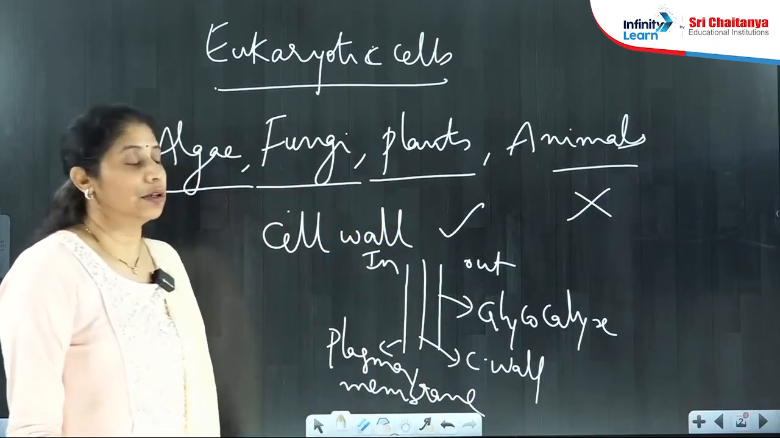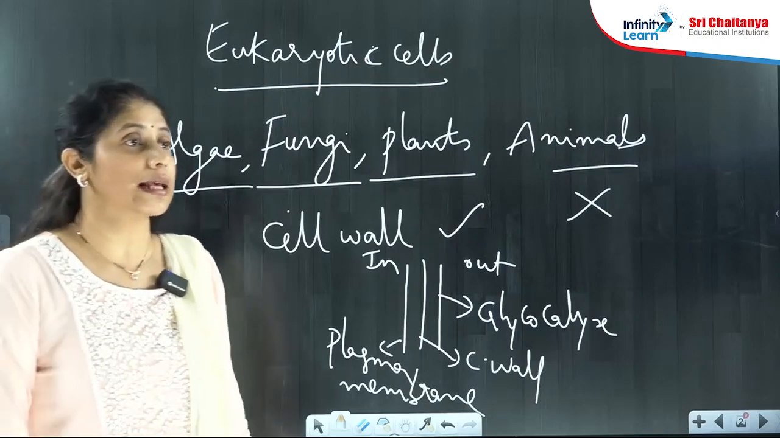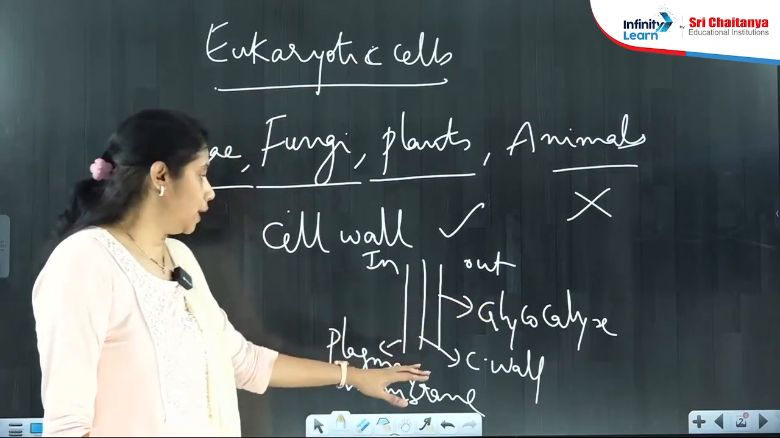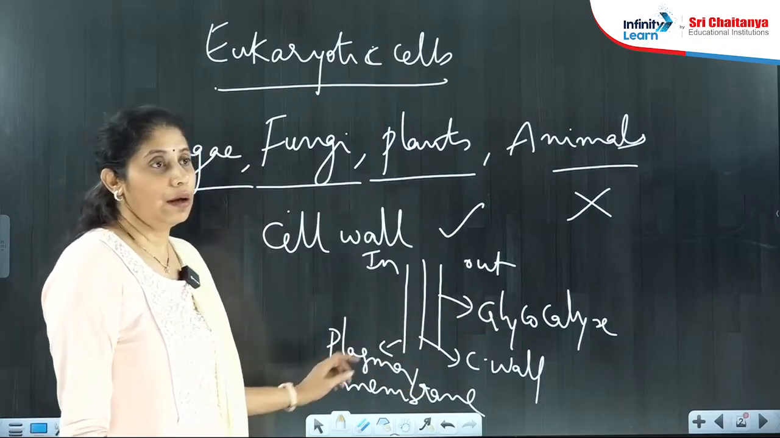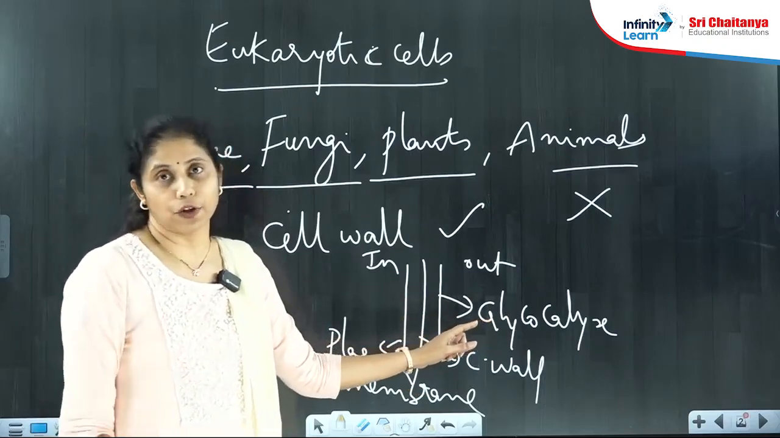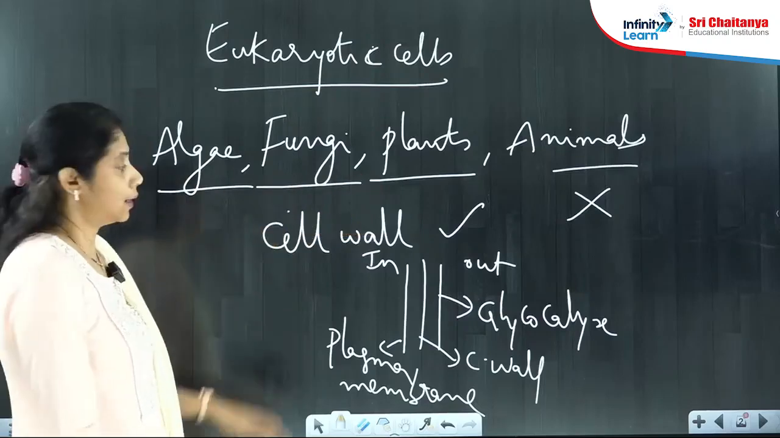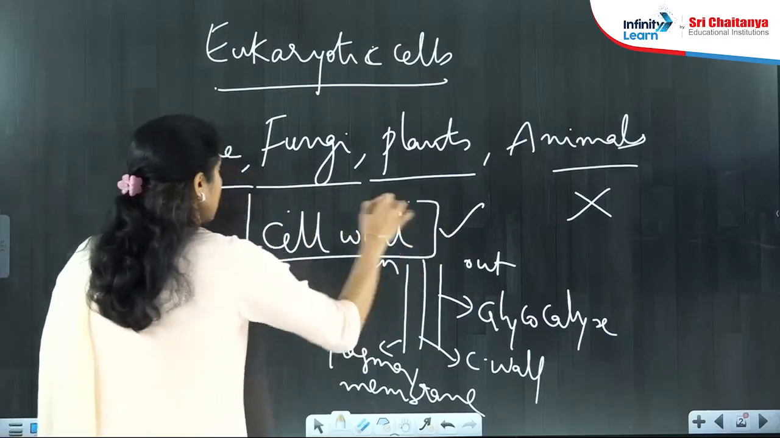Am I correct? This is what you have learnt yesterday in the cell envelope of prokaryotic cells. We have got from outside glycocalyx, then cell wall and plasma membrane. Glycocalyx is having the capsule. So now in the plant cell, algal and fungal cell, the outermost one is the cell wall.